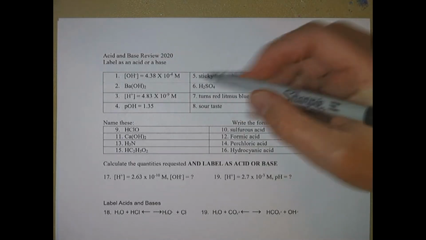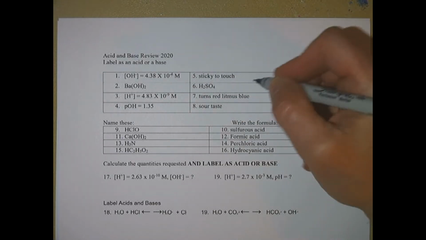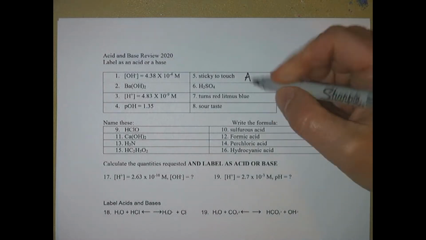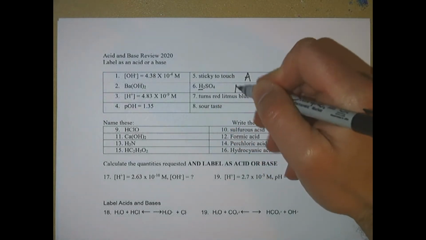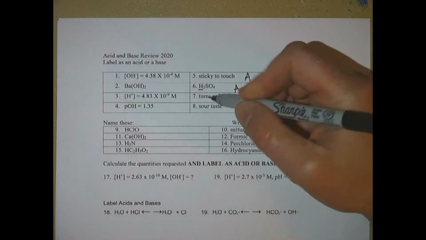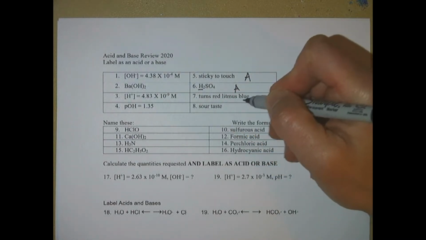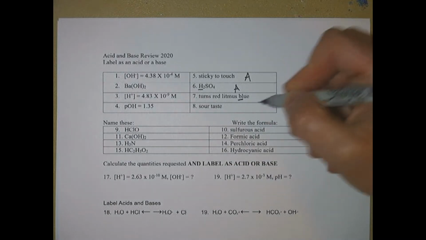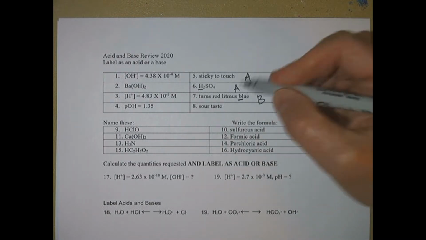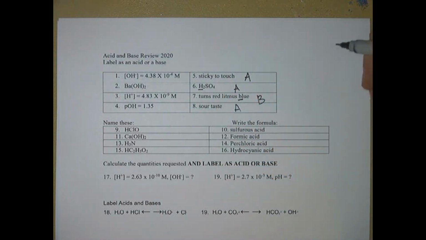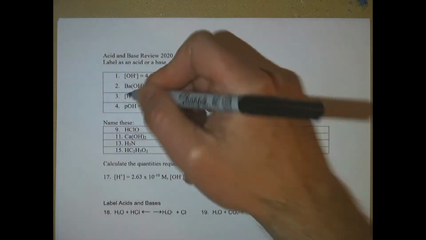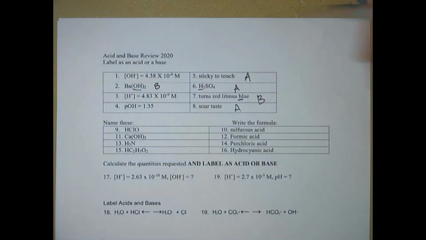The property ones are easy because you have those notes, like if something is sticky to touch, that's an acid. If it has an H in the formula, that's an acid. It turns red litmus blue. When something turns blue on litmus paper, you can remember B for blue, B for base. If it has a sour taste, that's an acid. If it has an OH in the formula, that's a base.